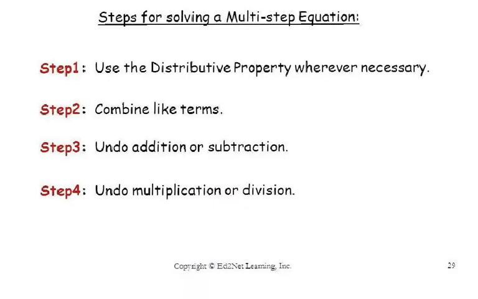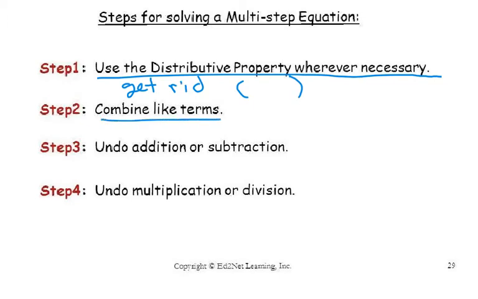We are going to be solving multi-step equations. And so the first thing you're going to need to do to solve these is use the distributive property where necessary. So that means you want to get rid of the parentheses using the distributive property. Once you have that done, you're going to combine like terms. Then you're going to undo using addition and subtraction. And then you're going to undo using multiplication and division. And then you should have your variable by itself.